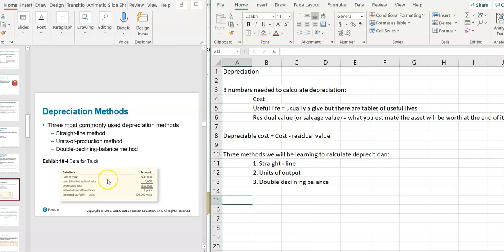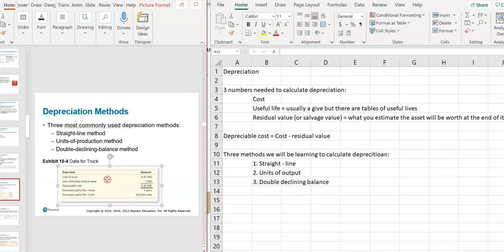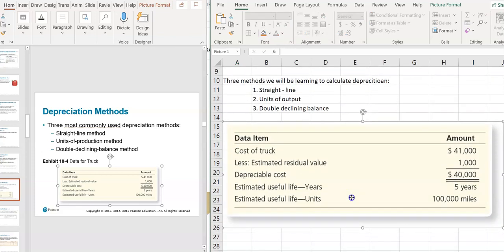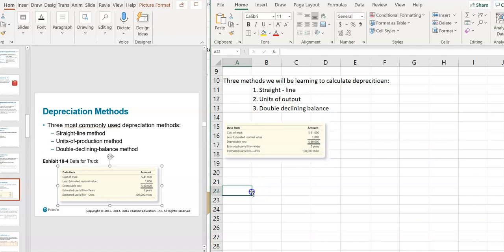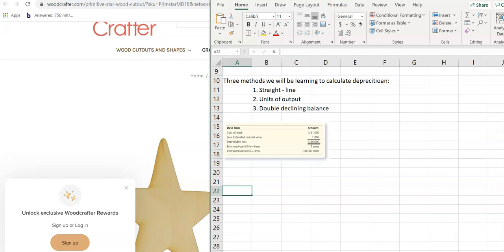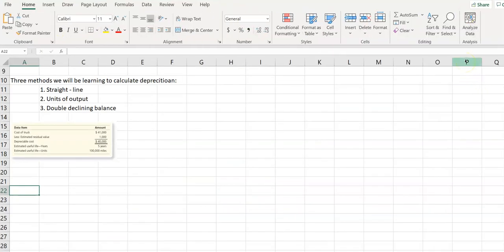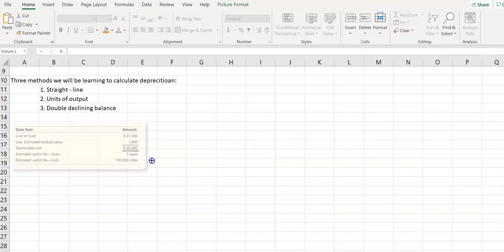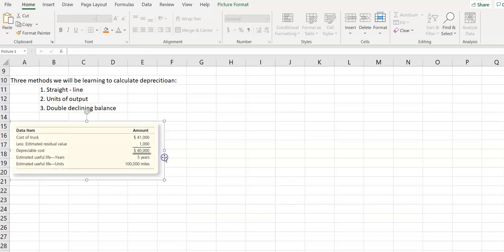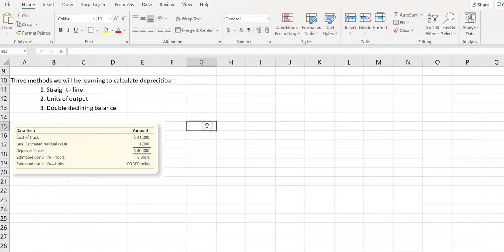All right, and we're going to base everything off of this. So you know what? I'm going to copy this over to here. And then I'm just going to minimize this and make this one big. Oh, excuse my star there that I was shopping for earlier. Okay, so we're going to use this to do the three methods. Straight line is the first one we'll do. I'll do that over here out to the side.